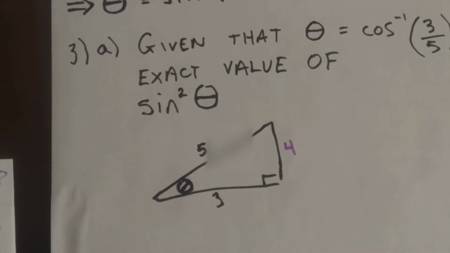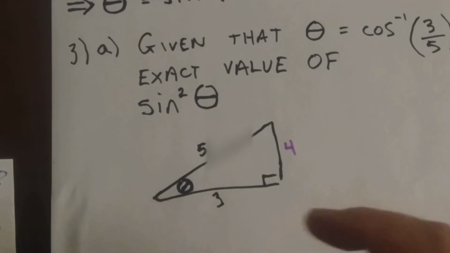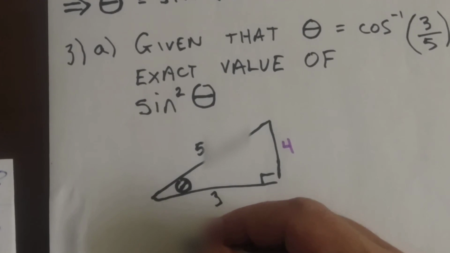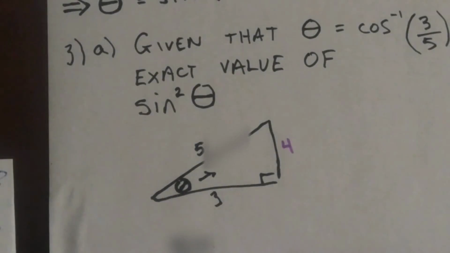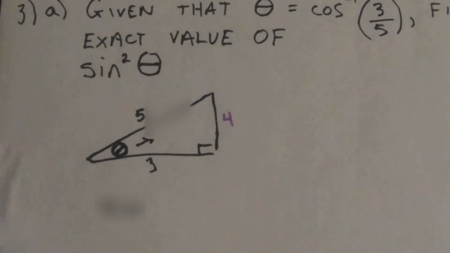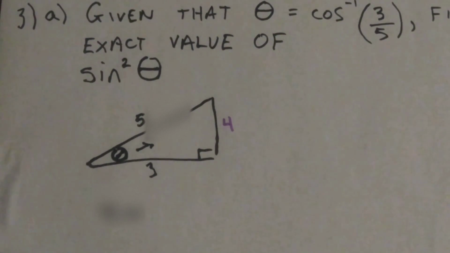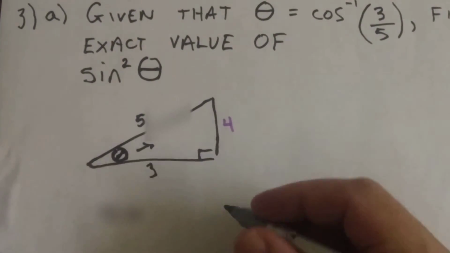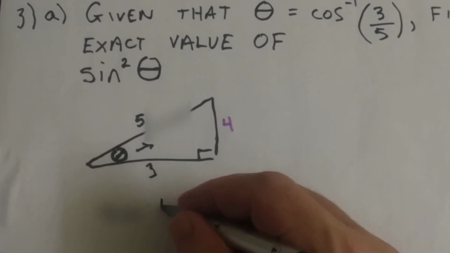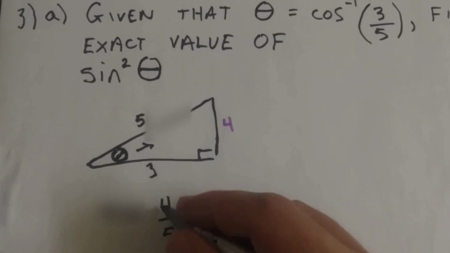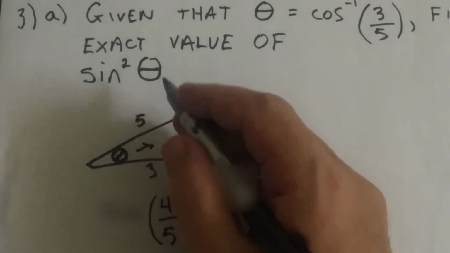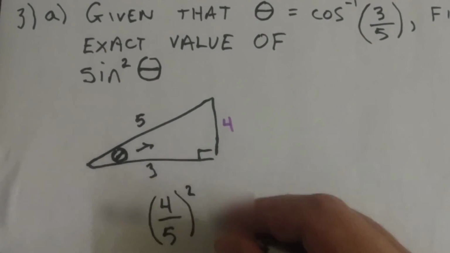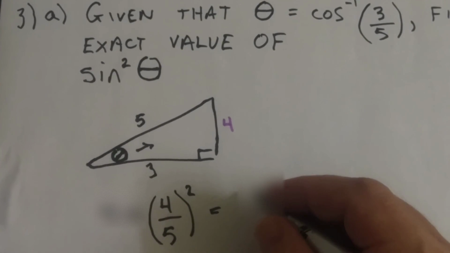So the sine of theta, and then we're going to square it. So sine is opposite over hypotenuse. So 4 over 5 squared. Sine squared is the same as sine theta squared. So we're going to square this, and we're going to get 16 over 25.